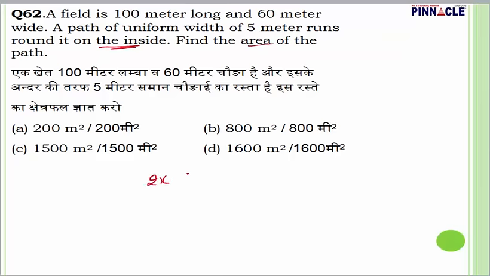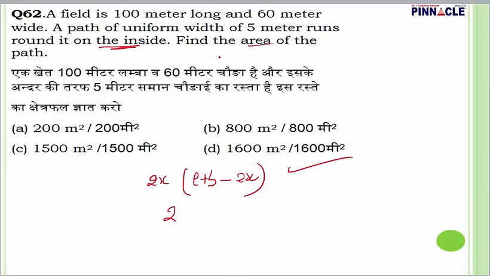So 2x times (L plus B minus 2x). This is when we have the path inside, and if we have it outside, the area of the path would be 2x times (L plus B plus 2x), where x is the width. So find the area of the path. Here length is 100. This is a very, very important trick.